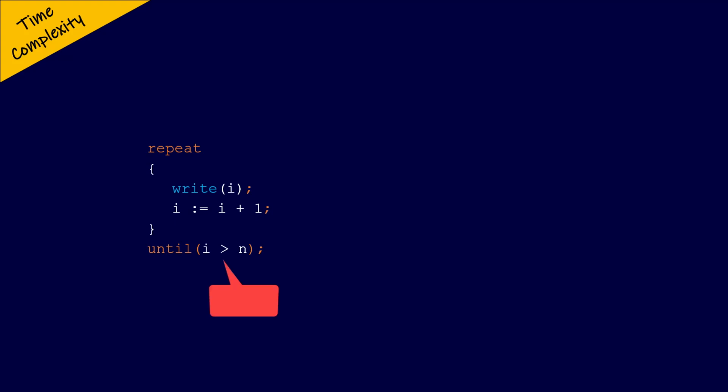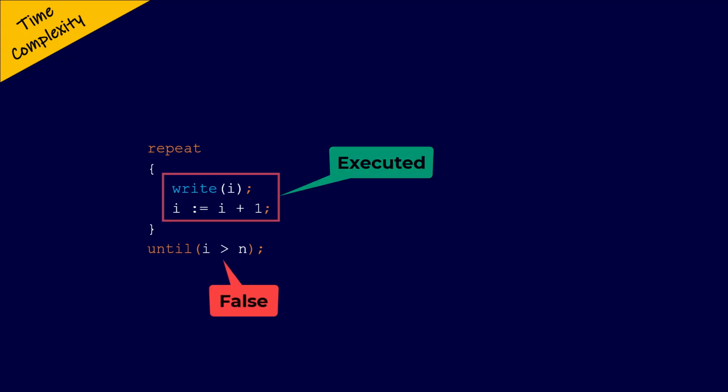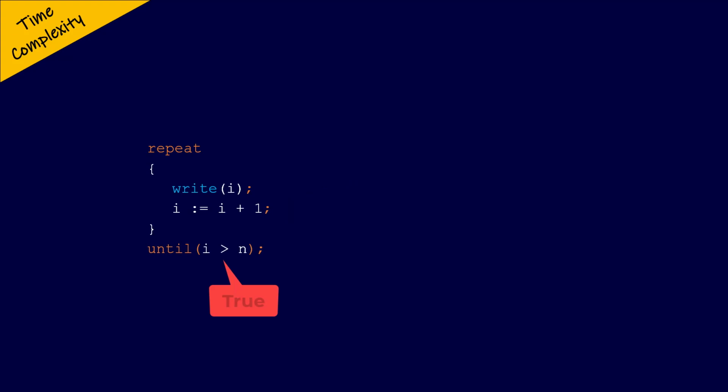condition is evaluated. If the condition is false, then the block of statements inside the loop will be executed again and the condition is evaluated. And when the condition in the repeat until statement is true, the repeat until loop terminates.